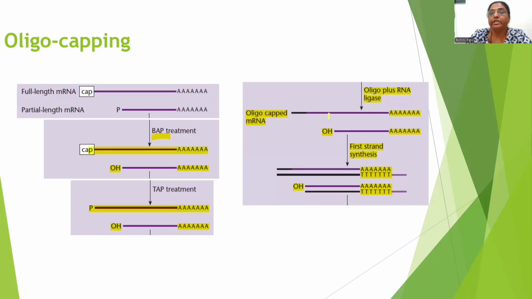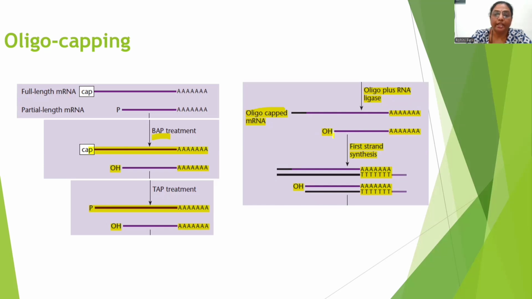Now the next step: there is addition of the oligo cap to the mRNA. These oligos can form a phosphodiester bond only with whom? Only with the one having the phosphate group at the 5' end. But the partial length has an OH. That's why the oligo cap is not able to bind the partial length.